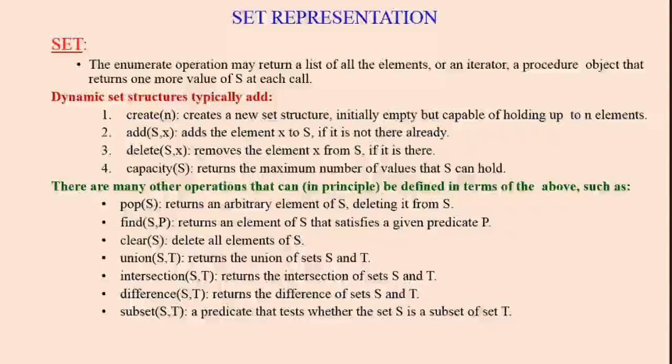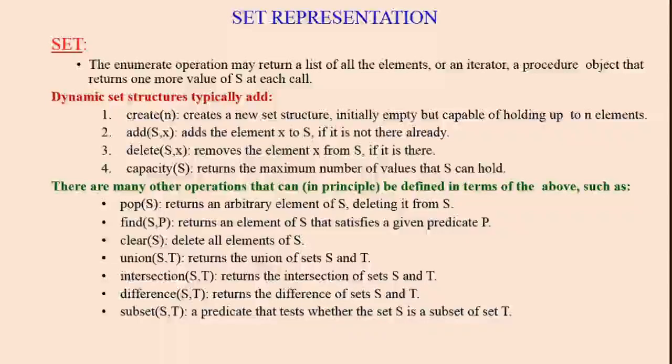There are many other operations that can be defined in terms of the above, such as the first one, pop of S. This will return an arbitrary element of S, deleting it from S. The next one is find of S comma p. This will return an element of S that satisfies a given predicate p. The third one is clear of S. It will delete all elements of S.